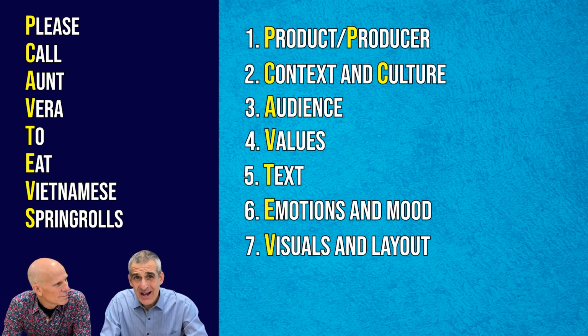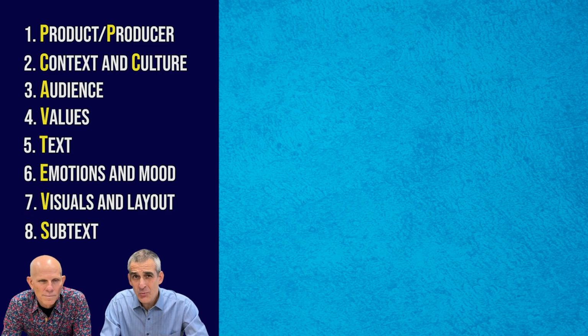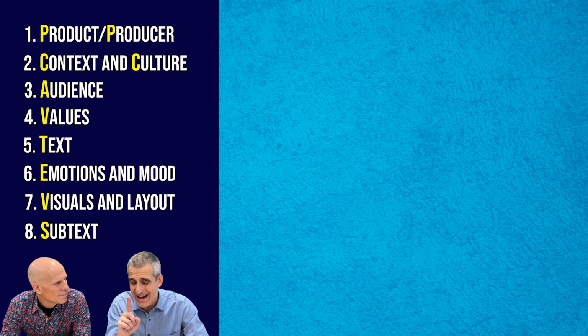But lastly, we have the final S, which is for subtext. And we like to refer to this as that reading between the lines. What can we infer from the ad but is not explicitly written or stated? So we want to think about what implications can be drawn and just kind of what's hiding in there that could be persuading us in some way but is not overtly stated.